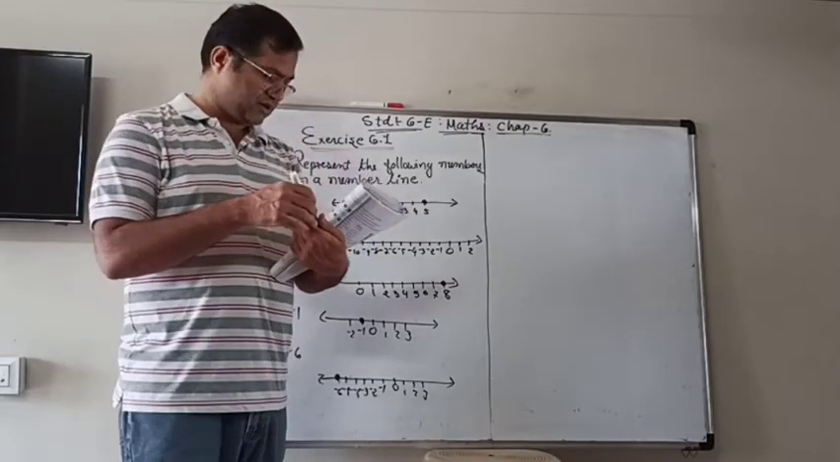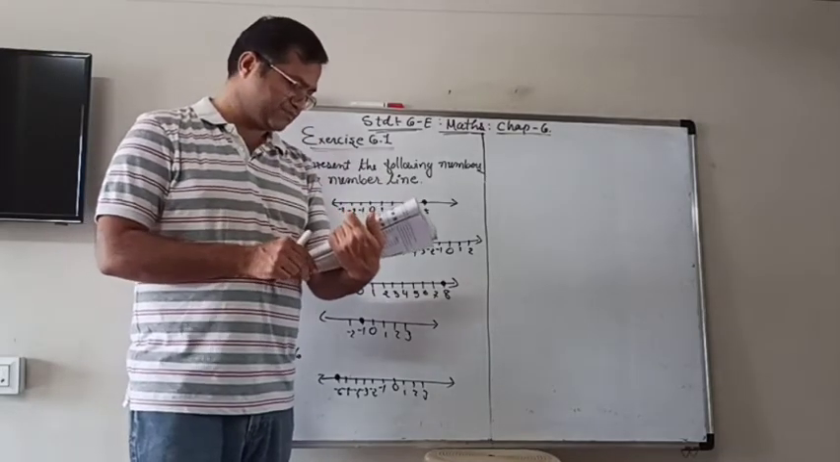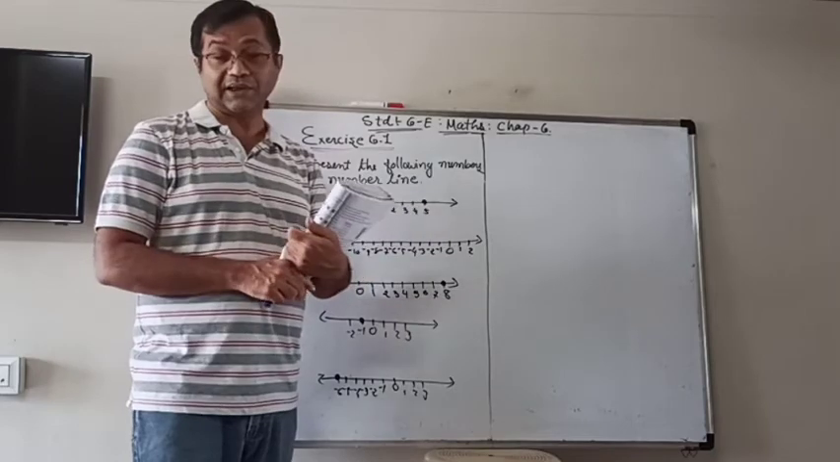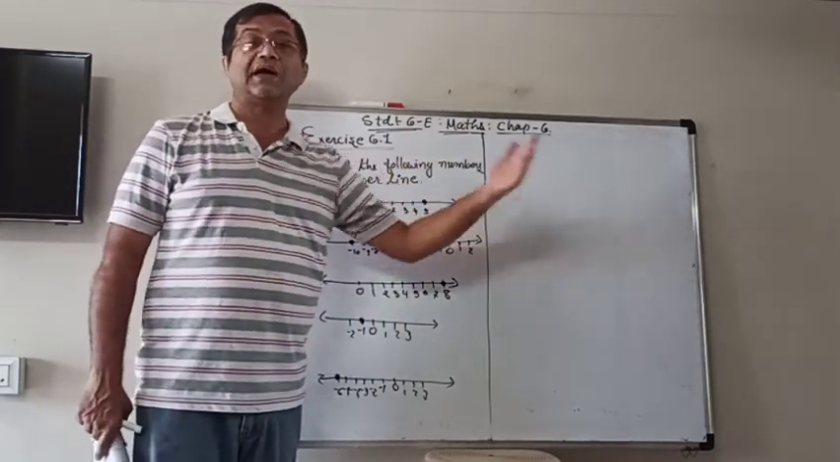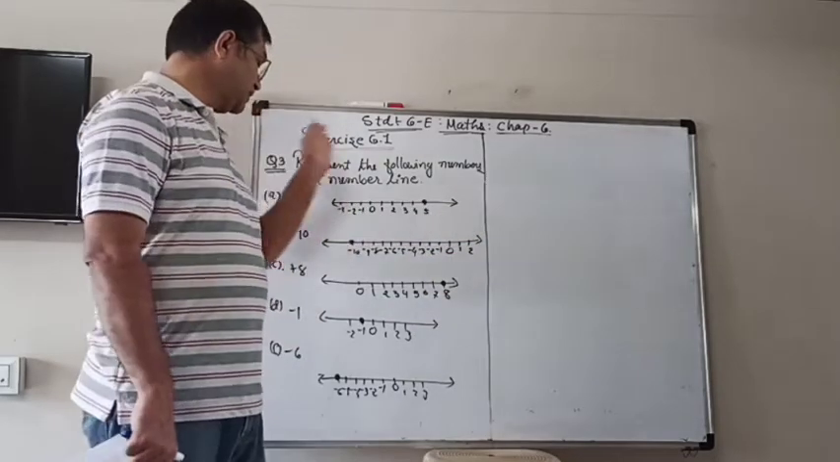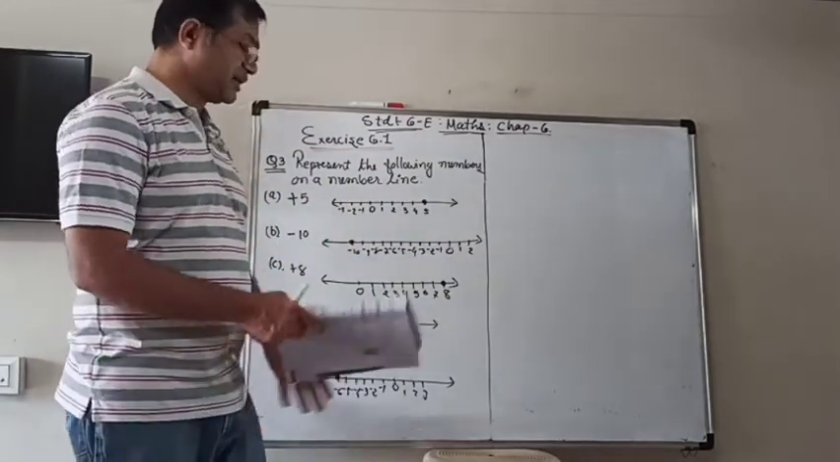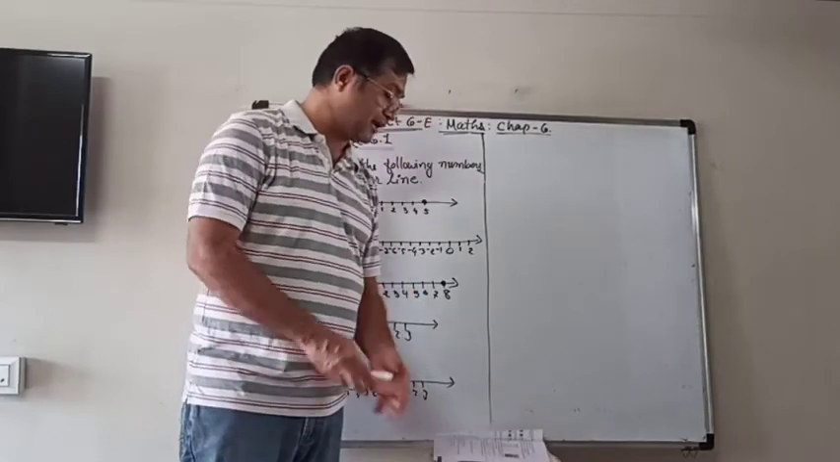So by this way, we can represent the numbers on the number line. If it is a positive number, it is on the right side of the 0, and if it is a negative number, you can write it down on the left side of the 0 on the number line.